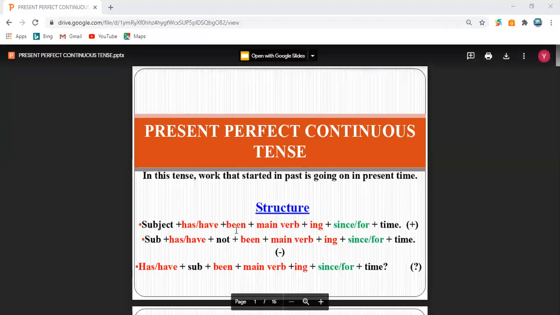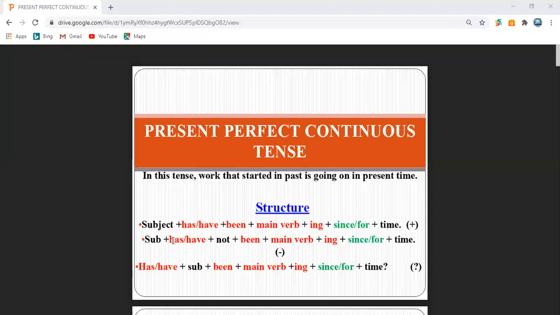Now I want to clarify over here that has is used with singular subjects or singular pronouns. What are the singular pronouns? Can anyone tell me? Tell me in the chat. Yes, singular pronouns are she, he, and it. Very good, Aisha. And have will be there with plural nouns or plural pronouns like they, we, and our, and I and you are also included in the plural pronouns. Okay.